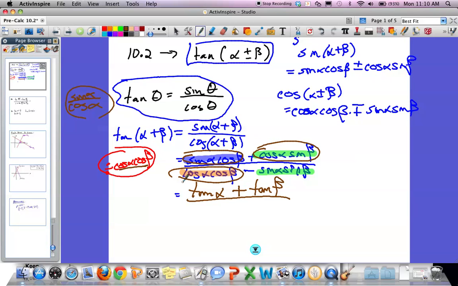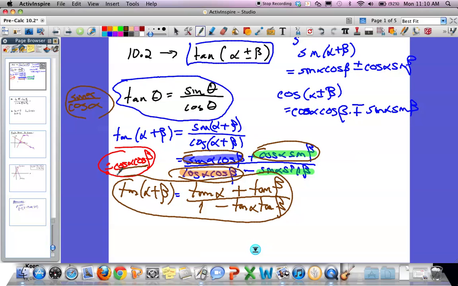Cosine alpha cosine beta is 1 minus sine alpha over cosine alpha is tangent alpha. Sine beta over cosine beta is tangent beta. And that is our formula. The tangent of alpha plus beta is right here.